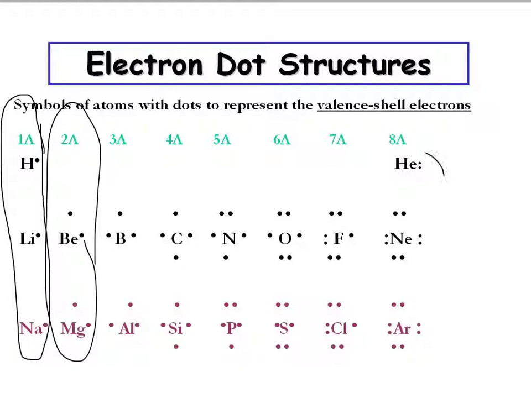The only kind of weirdo here is helium. Helium's sort of unique because it doesn't need 8 electrons to make it happy. It only needs these 2. So that's just kind of one that you're going to have to remember because it's the odd one out. It doesn't follow the same pattern.